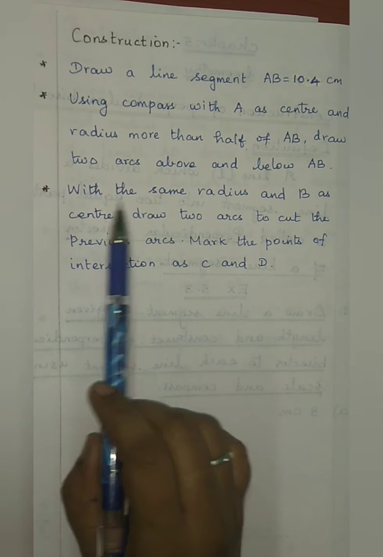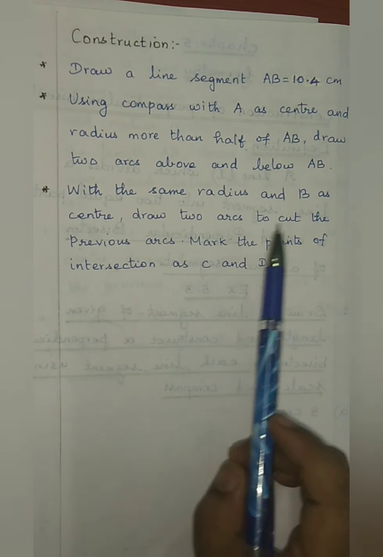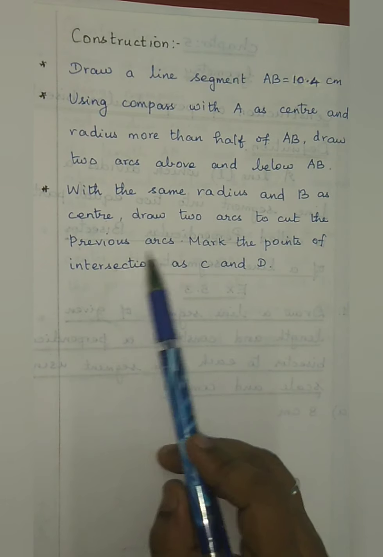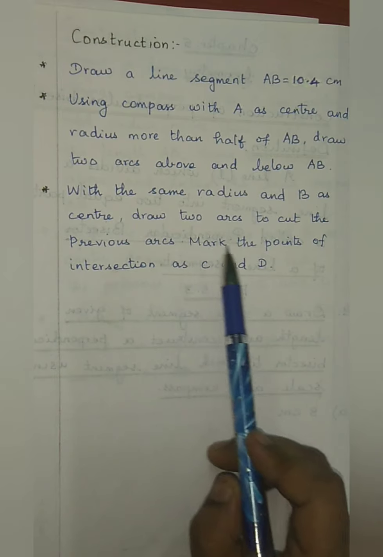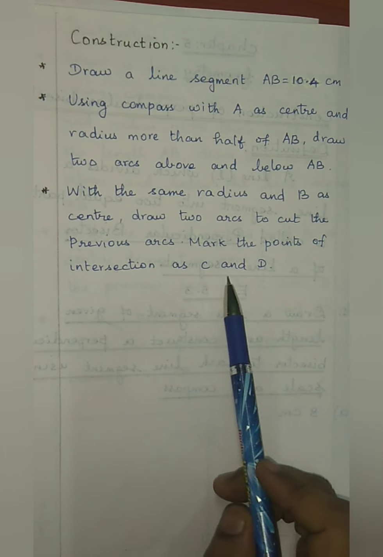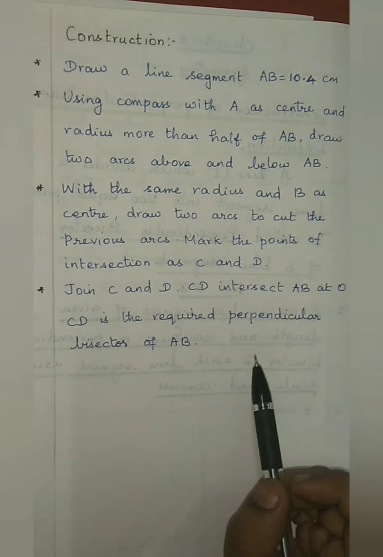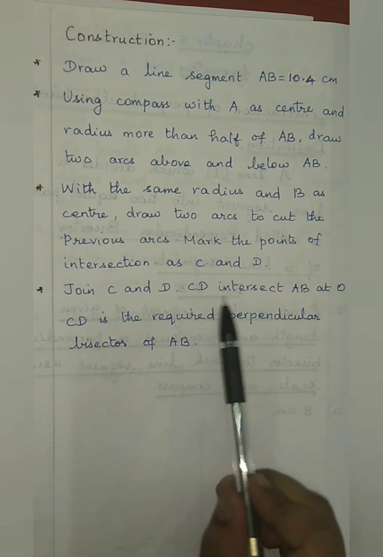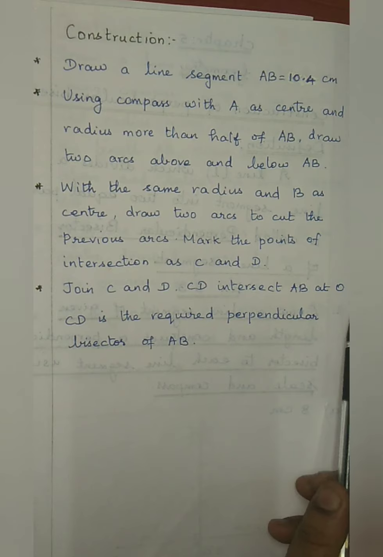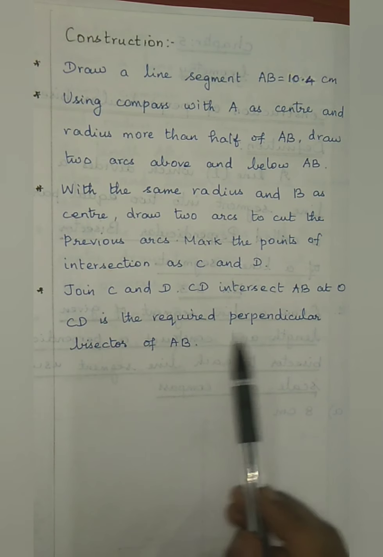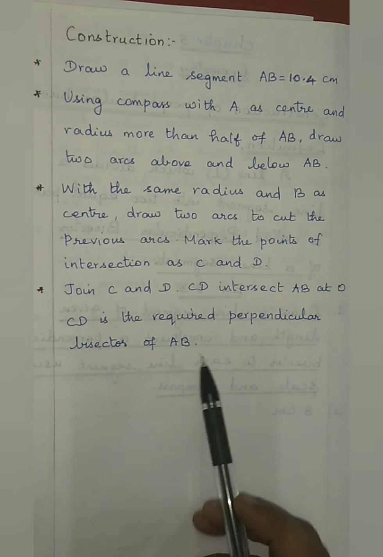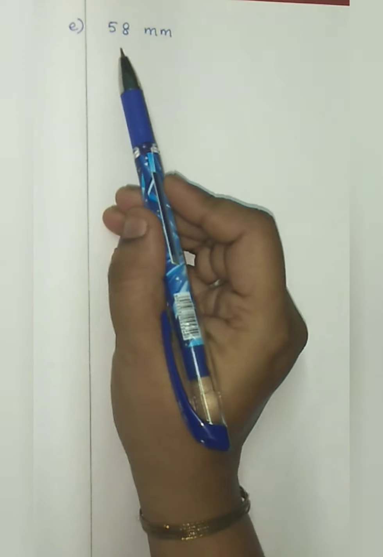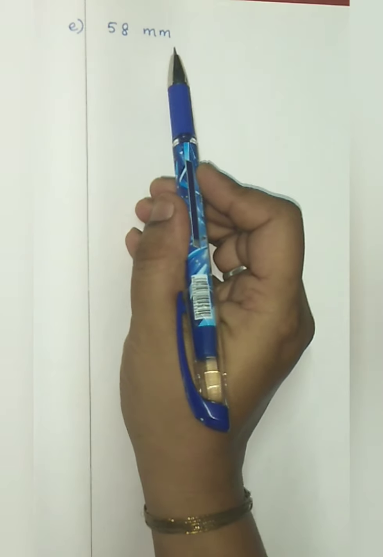Third step, with the same radius and B as center, draw two arcs to cut the previous arcs, and mark the points of intersection as C and D. Last step, join C and D. CD intersects AB at O. CD is the required perpendicular bisector of AB. Fifth subdivision, that is E, 58 millimeter.